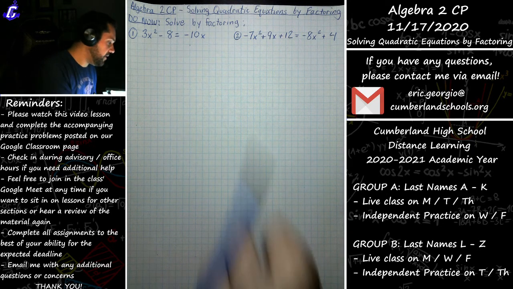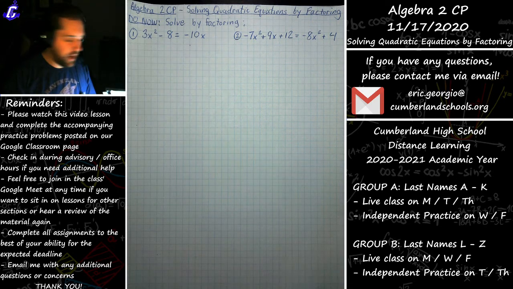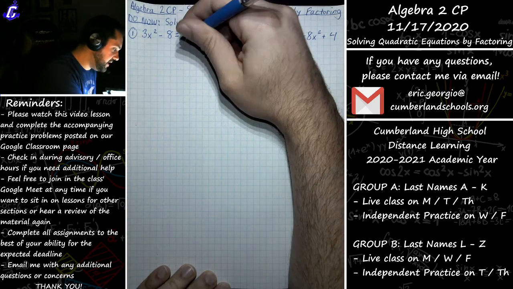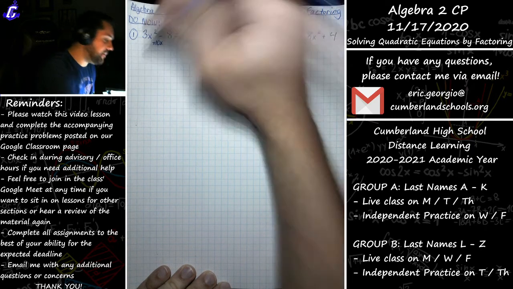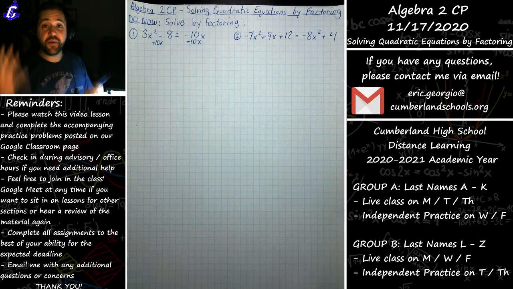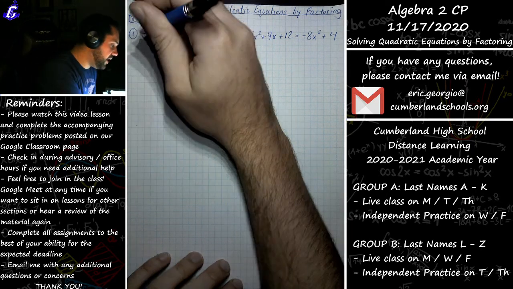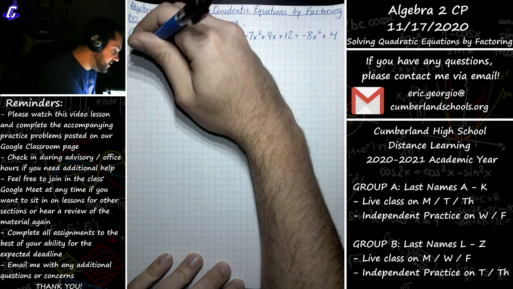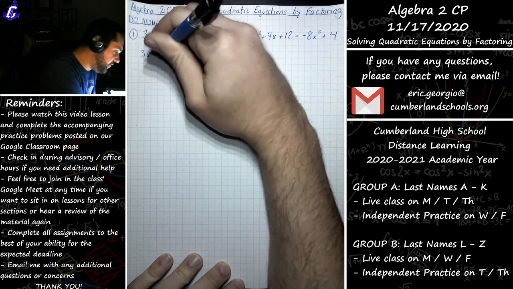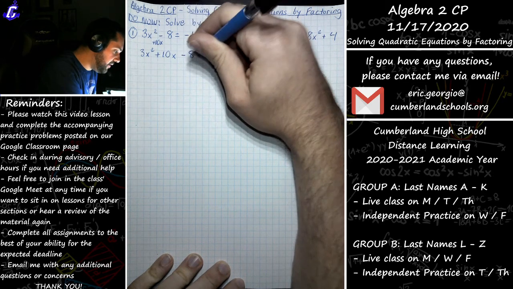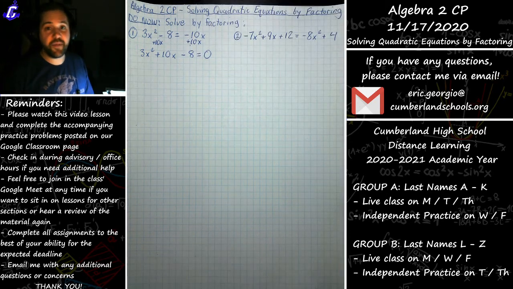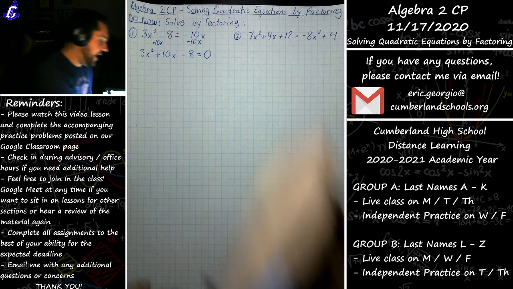So starting with a problem like this, what I would do first is, of course, set equal to 0. I'm going to add 10x to both sides. Notice how I write that plus 10x in the middle there. That's sort of a reminder for me to say we want to write everything in order, in our nice descending order, our standard form here. We have 3x squared plus 10x minus 8 is now equal to 0. And now that we've set the problem equal to 0, we can go ahead and factor it as per usual.